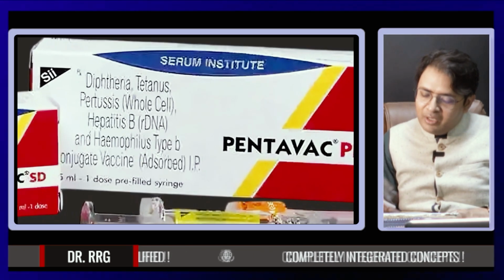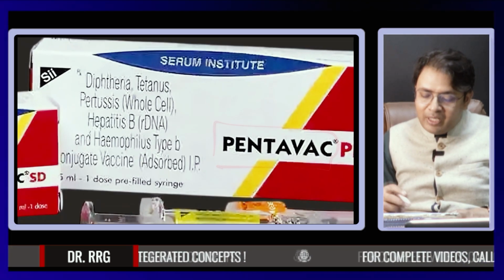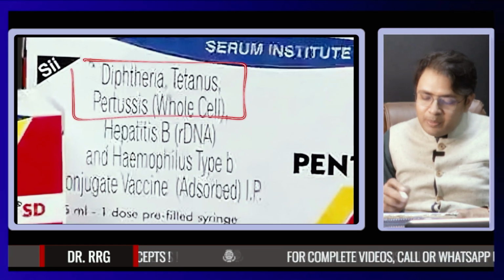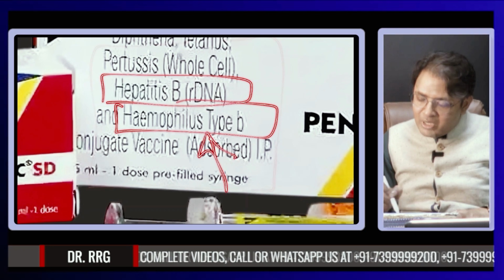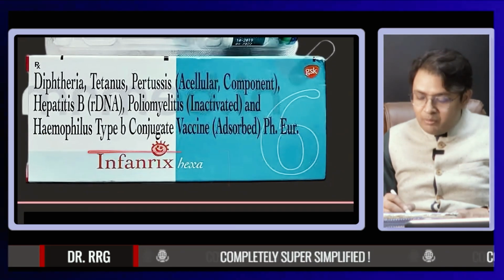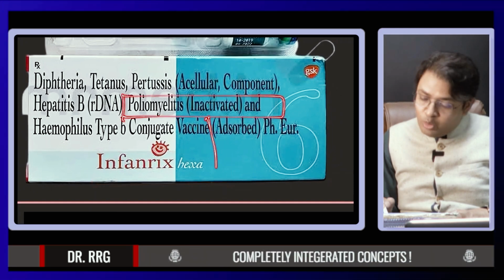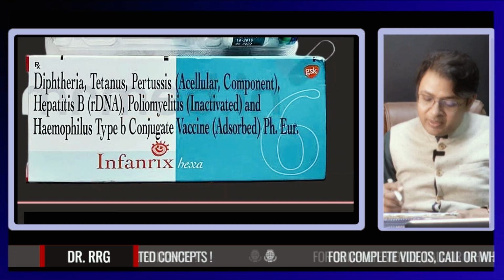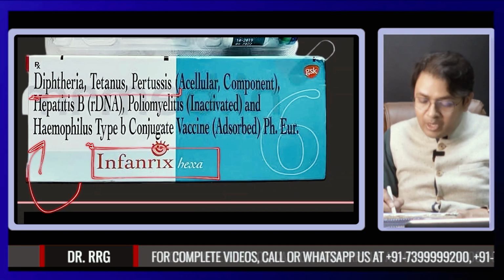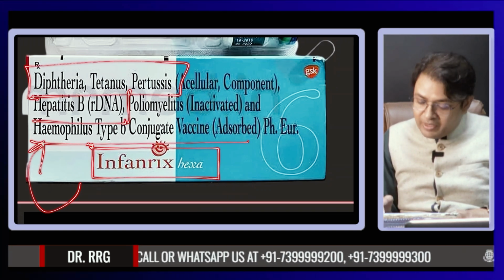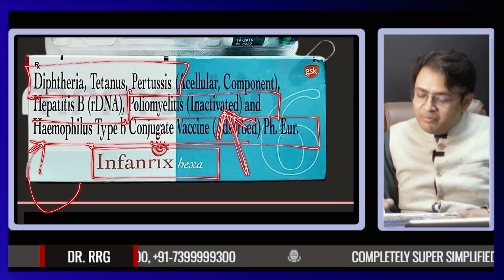Currently, we have many other variations like the Penta vaccine, which, beyond the DPT, includes hepatitis B and Haemophilus type B also. Some other vaccine combinations may include poliomyelitis also. It means the Infanrix Hexa vaccine provides immunity against DPT, hepatitis B, Haemophilus type B, and poliomyelitis. This is an injectable form of vaccine.